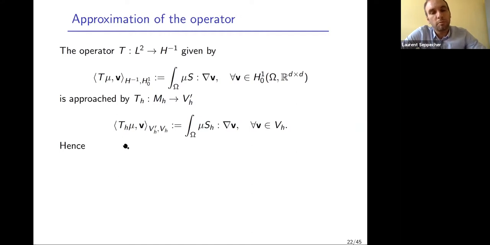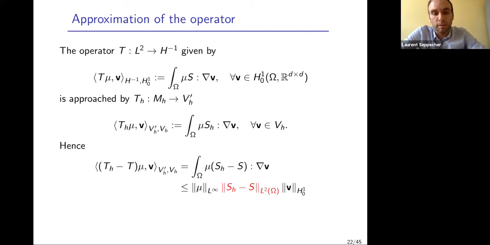And so the first question is that, okay, when you define this, what is the good norm to measure the difference between T_h and T? Okay, is the good space like the linear operators from L2 to H^-1? It's not clear, actually. So let's do the difference, just to fix this once. You have T_h minus T, the error you will make on the operator applied to mu and the test function v. And you can bound this quantity here by the infinity norm of mu, the norm of S_h minus S in L2, and the norm of the test function.